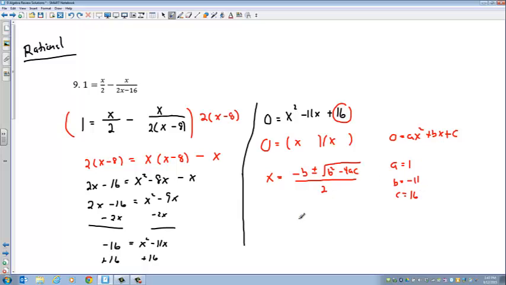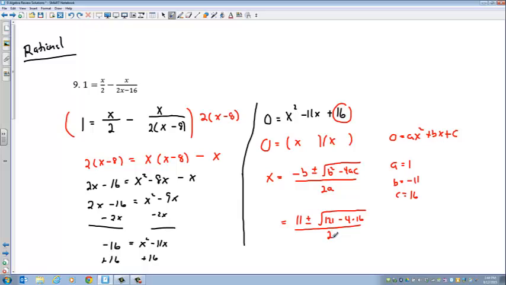And so what you want to do is simply plug in the numbers. So x is equal to negative b, so negative and negative is a positive, so you should have positive 11, plus or minus the square root of negative 11 quantity squared, so you get 121 here, minus 4 times a, which is 1, times 16, all divided by 2. That should be a 2a down there. It's all divided by 2a.